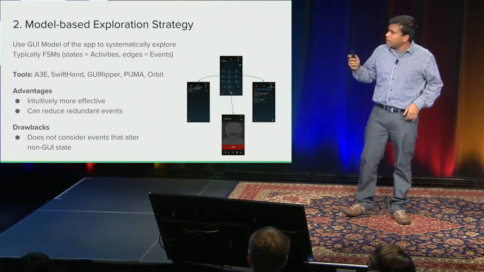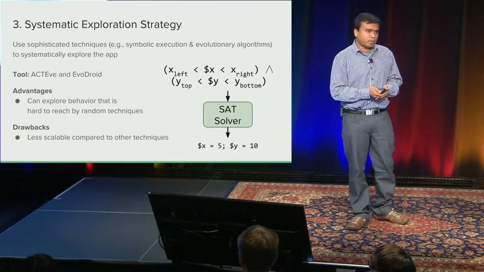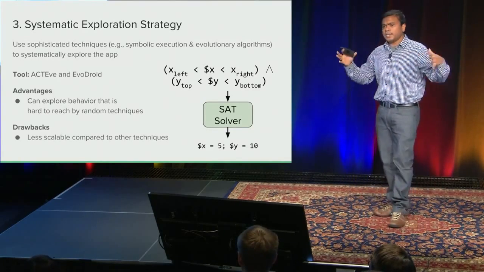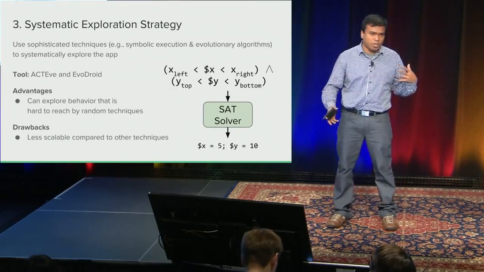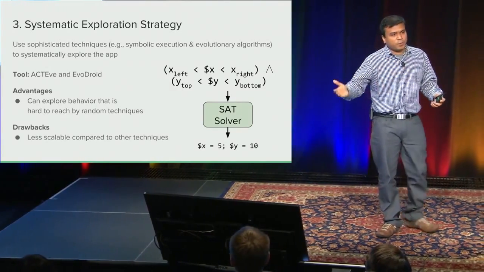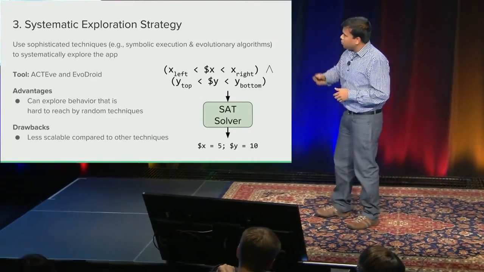Okay. Now let's look at the third category, which is systematic exploration strategy, right? So what these tools do is use sophisticated techniques like symbolic execution or evolutionary algorithms to systematically cover the state space of the application. There are two tools in this category, Active and EvoDroid.